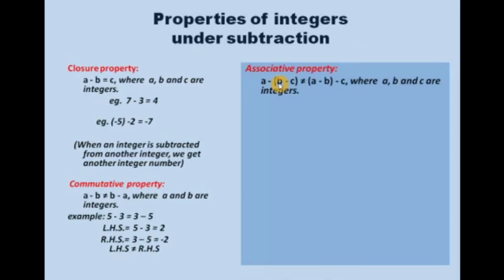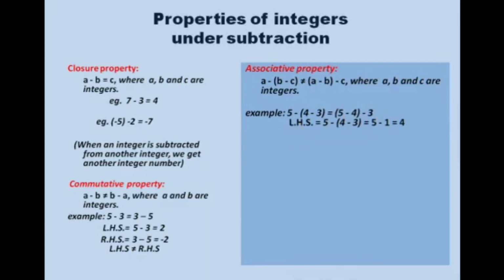A subtracts the difference of the second and the third integer B and C. The value cannot be equal to the difference of the first and the second integer A and B, subtracting the third integer C, where A, B, and C are integers. Let us take a look from this example. Integer 5 subtracts the difference of integer 4 and 3. At the right side, the difference of integer 5 and 4 subtracts the third integer 3.